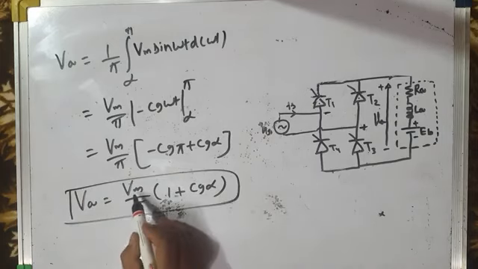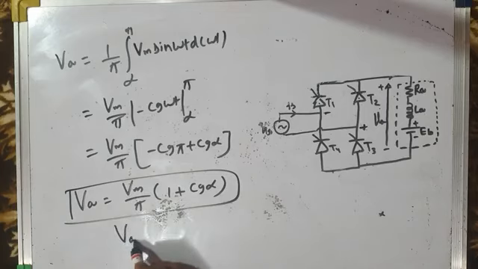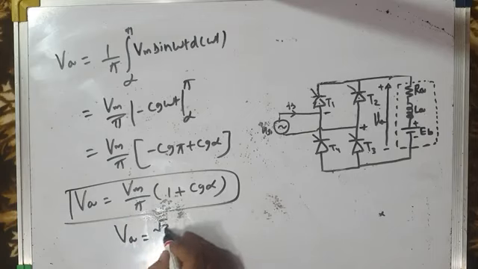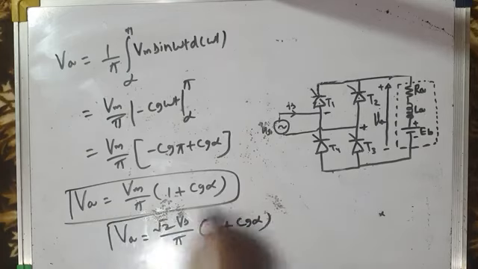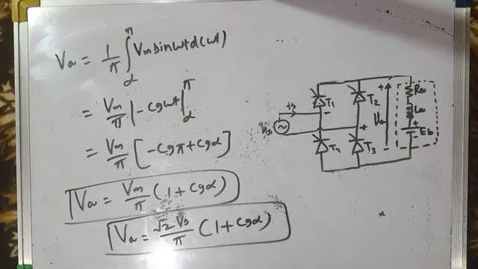Or we can write this in terms of peak input voltage. Vm is the peak source voltage. In terms of RMS source voltage, what is peak voltage? It is root 2 times RMS voltage. So it is root 2 Vs by pi times (1 plus cos alpha). So this is the average armature voltage, or average load voltage.